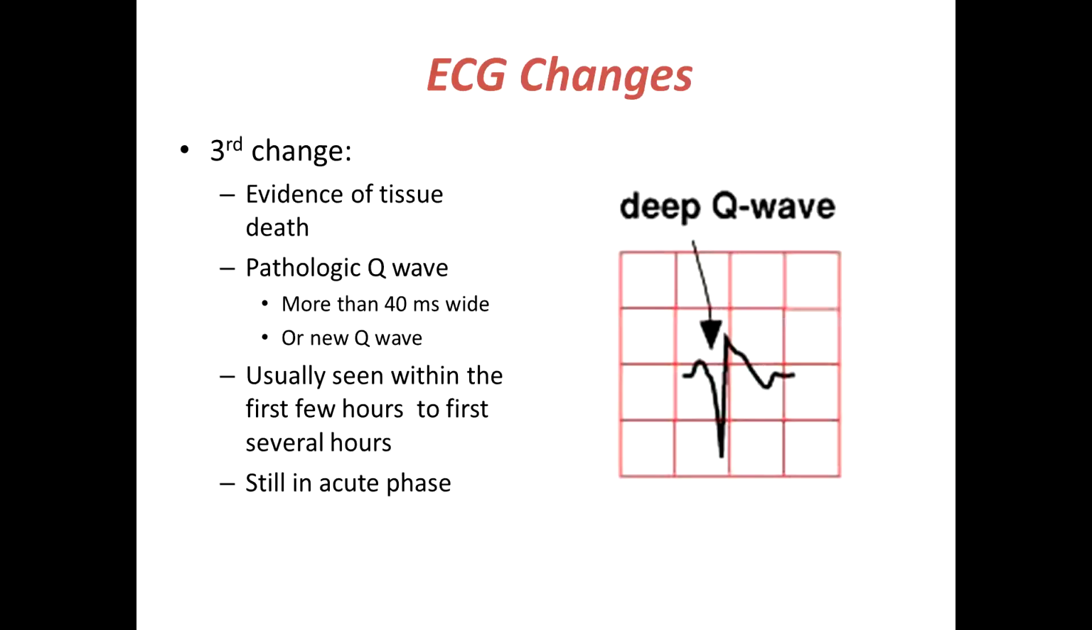tissue death or hypertrophy. So we'll call it a pathological Q wave if it is more than 40 milliseconds wide, that's one small box, or if it's a new Q wave, or what we need to add here, I don't know why I didn't put it in here, or if the depth of the Q wave is 1/3 or 1/4 the height of the R wave. So if you look at this deep Q wave, if we were to measure the height of the R wave, it looks like it's about 3/4 of a box. So maybe it is 4 millimeters.